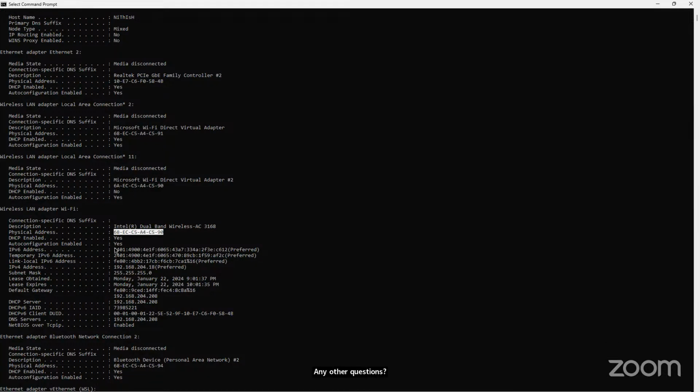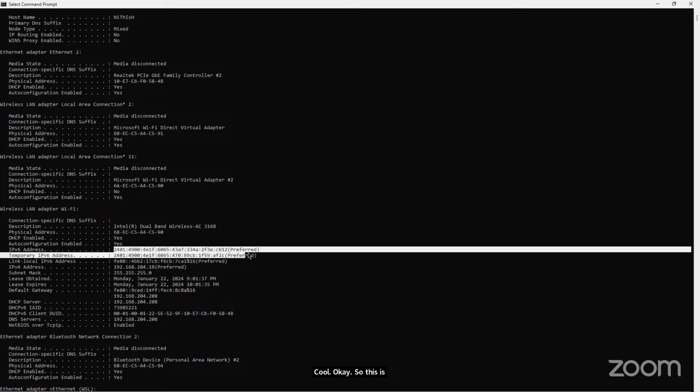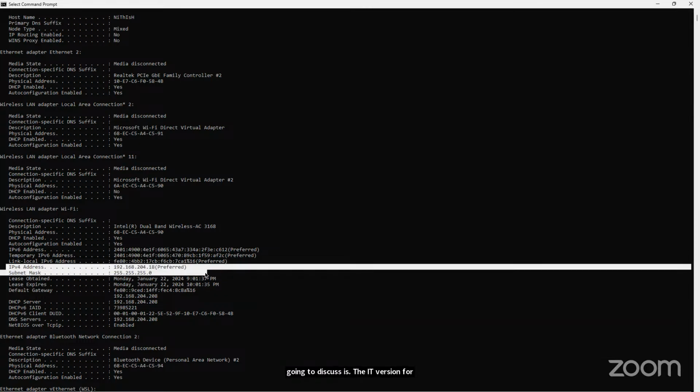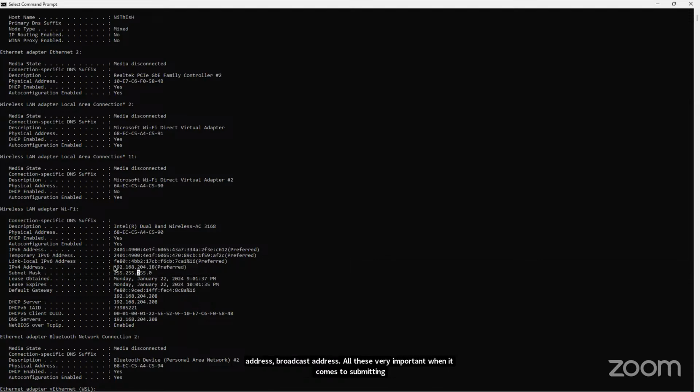Cool. Okay. So this is the IP version format. For my device, I got both an IP version 6 address and this IP version 4 address. Here we have some main details which we are going to discuss: the IP version 4 address format and the subnet mask. The other things like network address and broadcast address are all very important when it comes to subnetting.